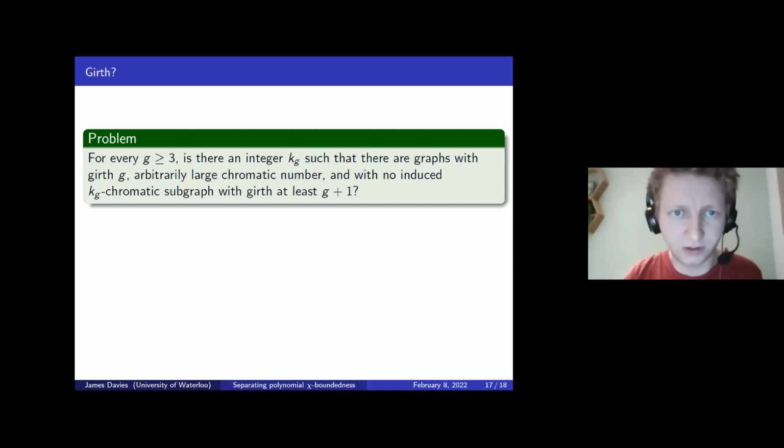So here's a question. Is it true that for every positive integer g, at least 3, you can construct graphs with girth equal to g, and arbitrarily large chromatic number, so that their induced subgraphs with higher girth have bounded chromatic number?